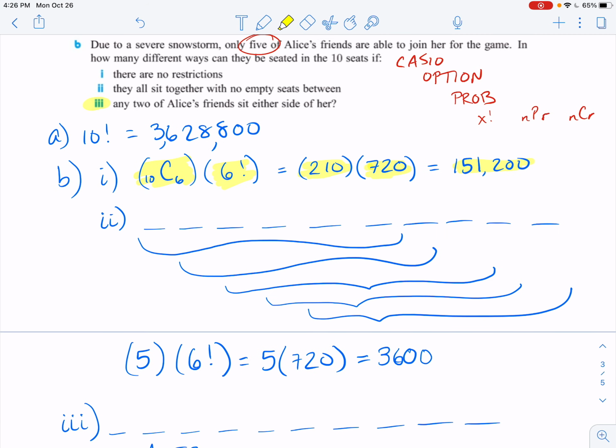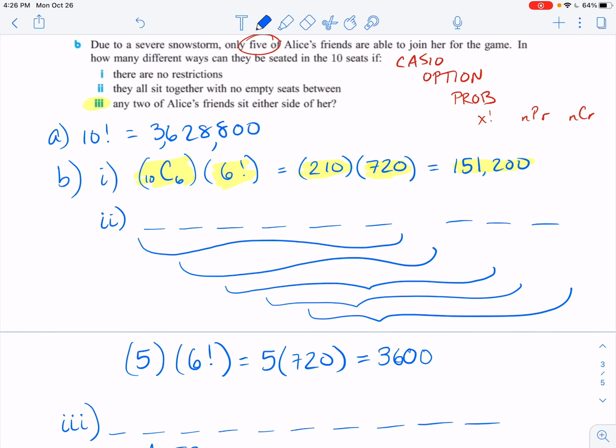Then the next set, they all sit together with no empty seats in between. So what we look at here is that they can take up the first 1, 2, 3, 4, 5, 6 seats, or they could take up the next 6 seats. Okay, and that's what these little brackets are trying to indicate. It may be less than ideal, but sorry.